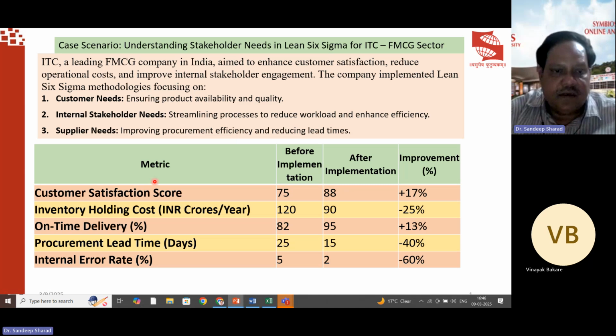The metrics were: customer satisfaction score before the implementation was 75, after the implementation 88, an improvement of plus 17%. These are some hypothetical data. Inventory holding cost per year was 120 crores INR; after implementation it is 90 crores, so reduced by 25%. On time delivery was 82%, but after implementation 95%, so increased by 13%. Procurement lead time was 25 days and is now 15 days, so it reduces by 40%. Internal error rate was initially 5%, now 2%, so it is reduced by 60%.